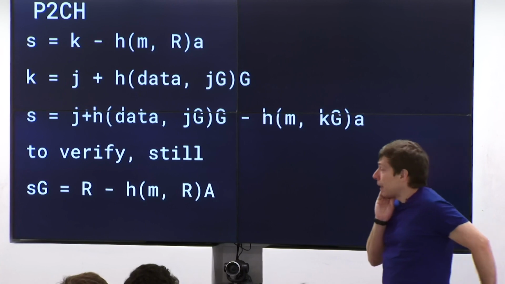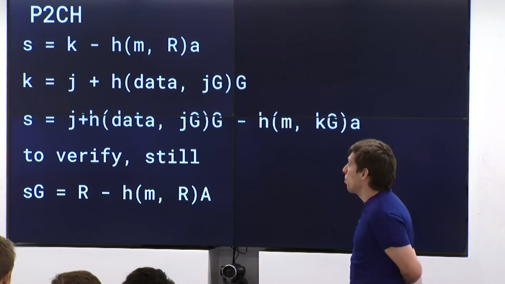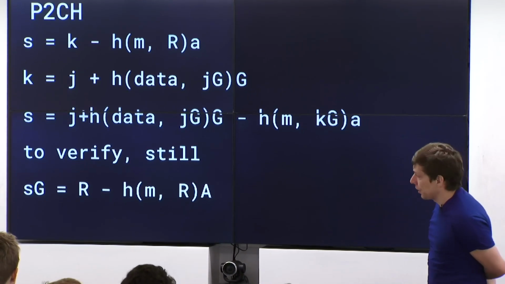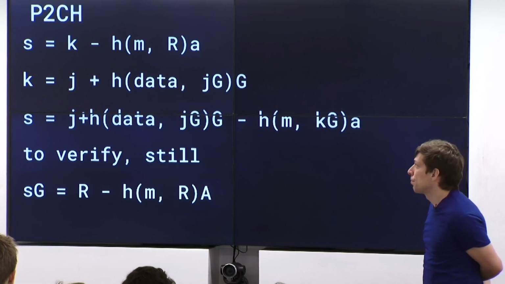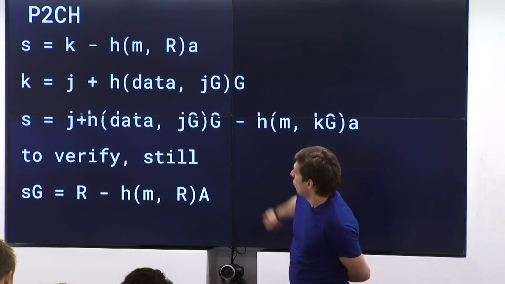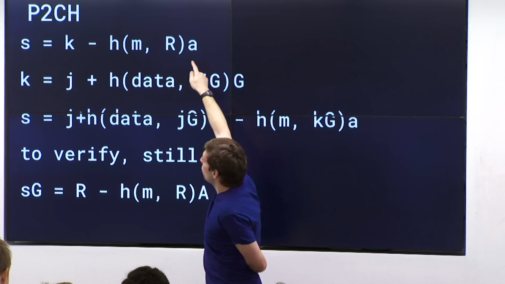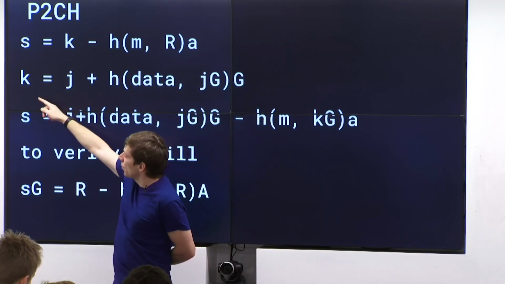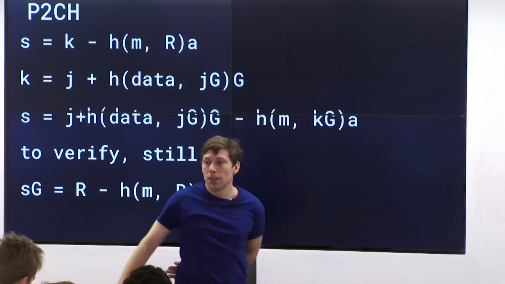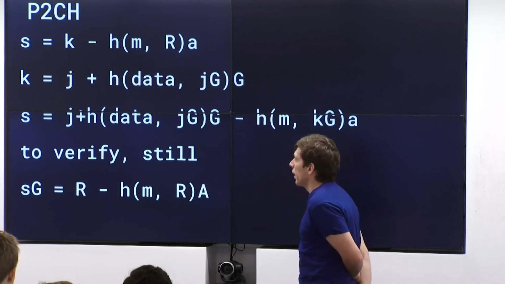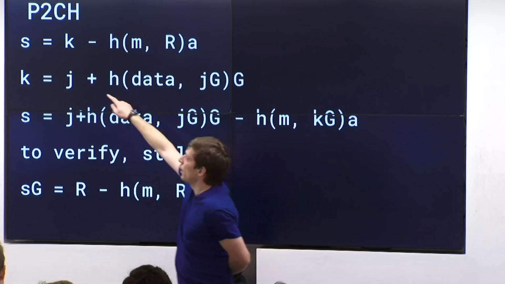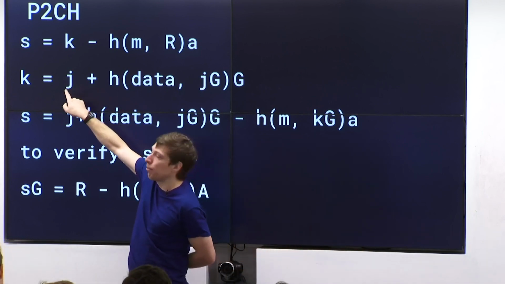So pay to contract hash says, okay, I want to put arbitrary data into my signature in a way that I can prove it was there. So here's the normal equation. Now, what if I redefine K? Normally K is just a random number. But now I'm going to redefine K. K is now J. So J is my new real random number.